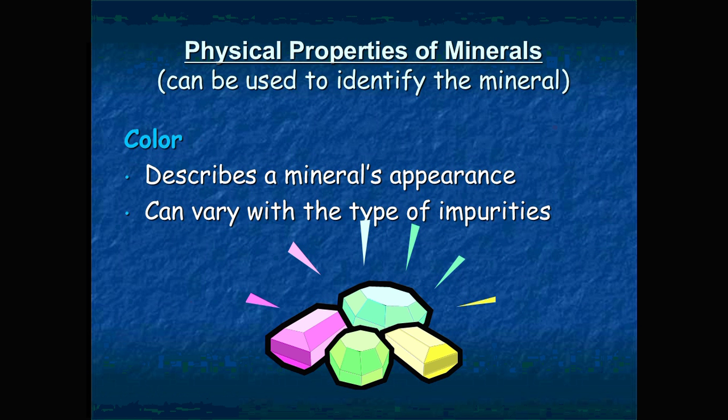Now, we are going to talk about some physical properties of minerals. Geologists and students like you would be able to identify one mineral from the other just using these physical properties. One physical property that is very common and can be observed clearly is the color of a mineral. It describes the mineral's appearance, how you look at it. The color may vary depending upon the type of impurities they have.